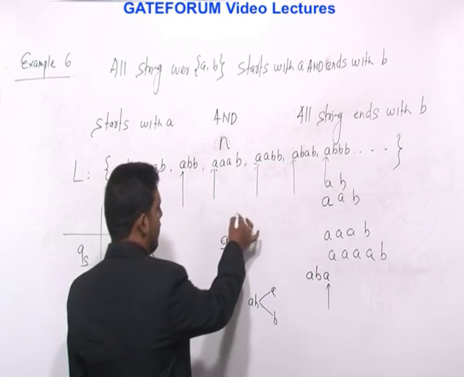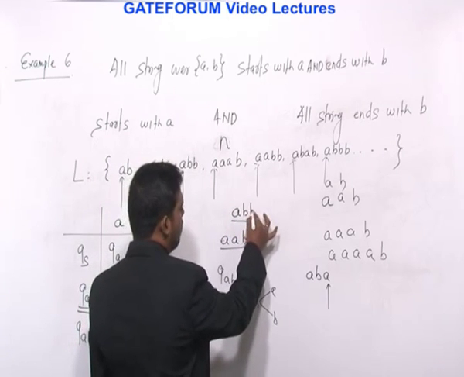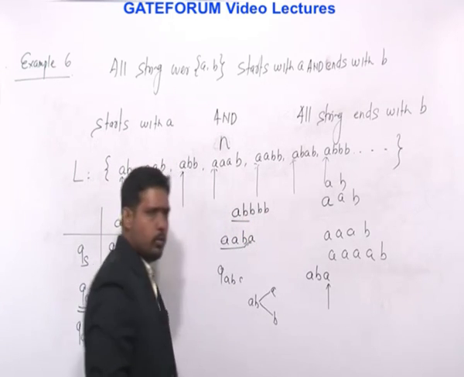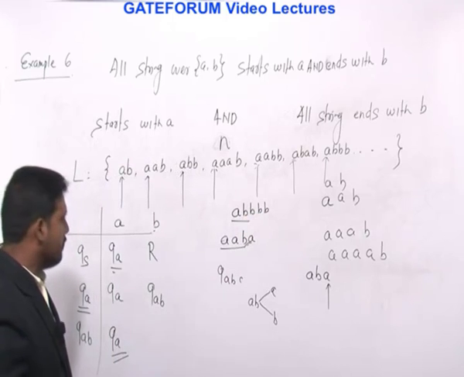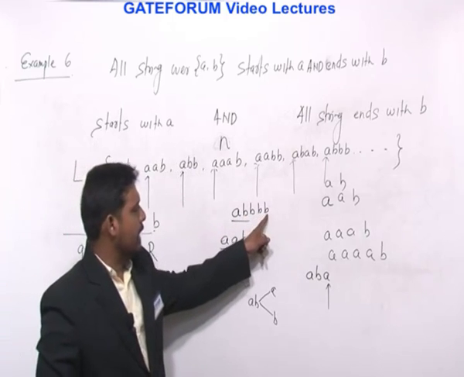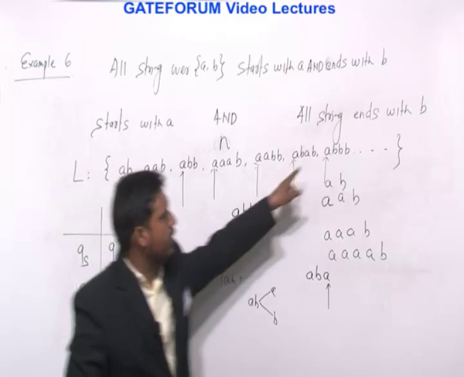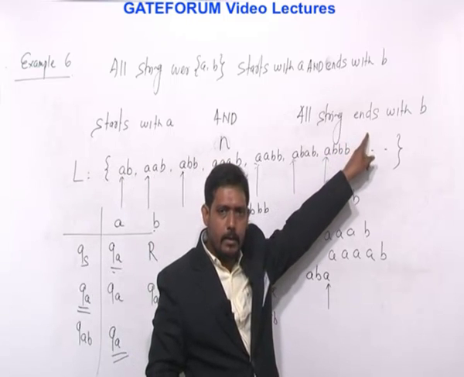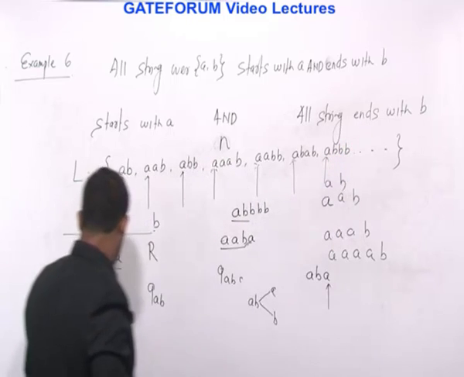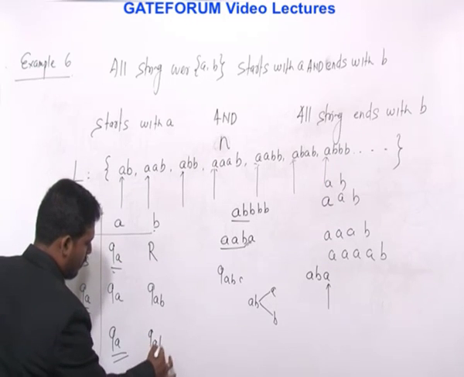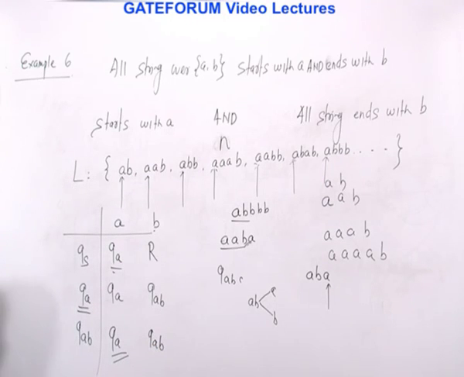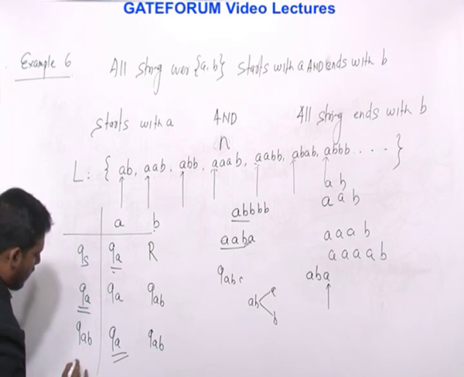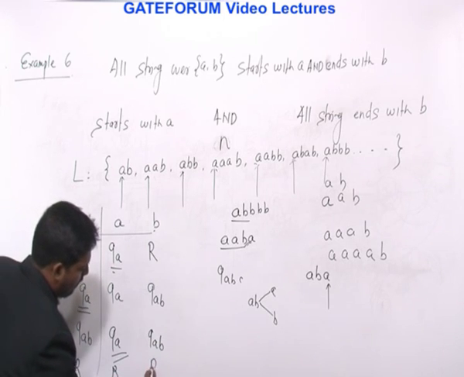But if there is a B already and more B's are coming, 1B, 2B, 3B, 4B's, then the last scanned alphabet remains B, and we are still satisfying the condition. So in this case I am totally okay with it, and more B's we can consume in QAB.